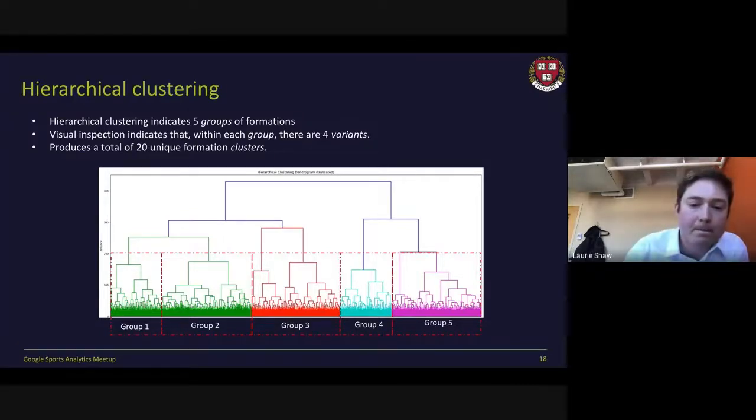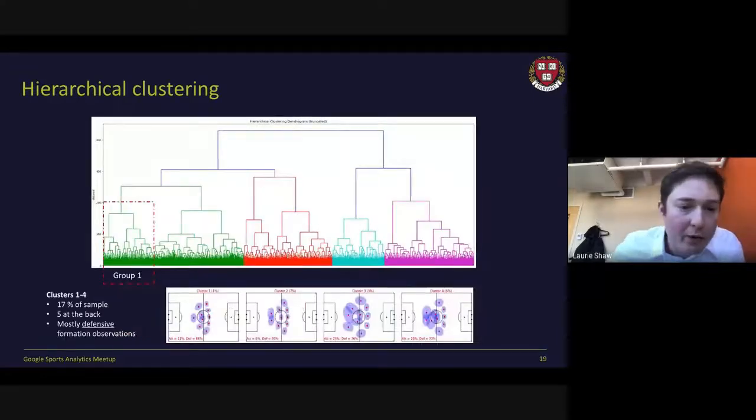So looking at group 1, these are clusters 1 to 4. They make up 17% of the formation observations in the sample. As always, teams are attacking from right to left. And you can see that the common feature amongst all of these is that they're teams that play essentially with 5 defenders, or 5 at the back. And then there are variants in terms of the structure of the midfield and the forward line. So you could say that cluster 1 is a 5-4-1, cluster 2 is a 5-3-2, and so on. And these mostly consist of defensive formation observations.